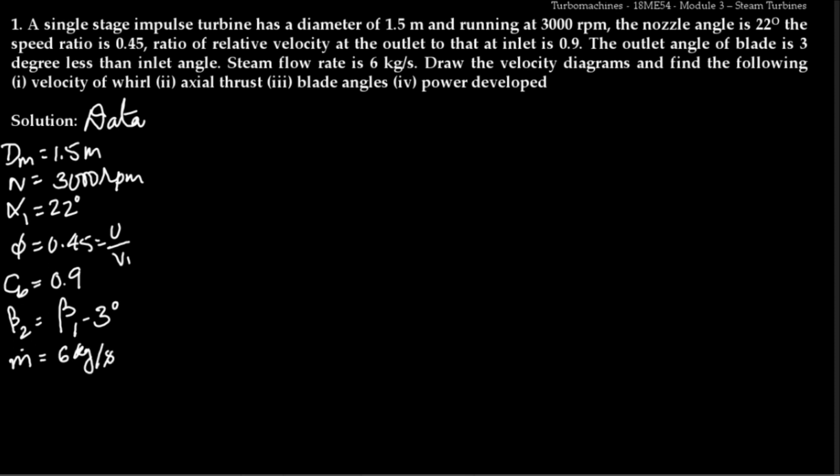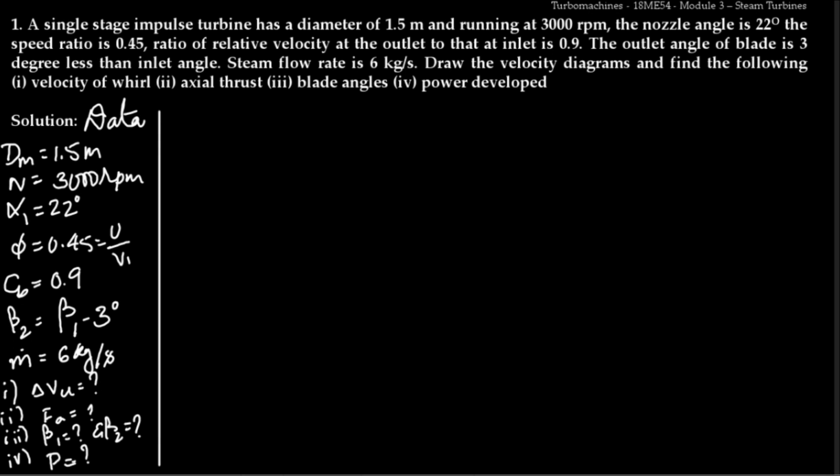Now I need to draw the velocity diagram and find out the first one, velocity of whirl, which is change in tangential component of the fluid. Then the second one is the axial thrust, which is denoted as FA, that is force in the axial direction. And the third one is we need to find out the blade angles, that is beta 1 and beta 2. And the last one is we need to find out the power developed, that is P. So these are the things which we have to find out now.